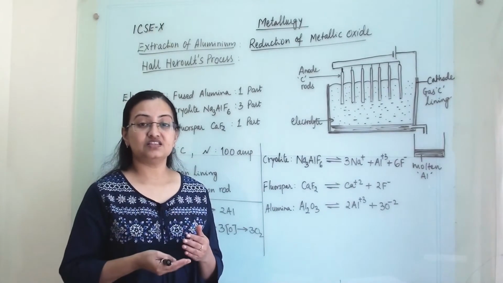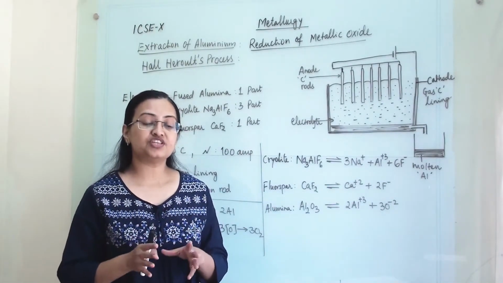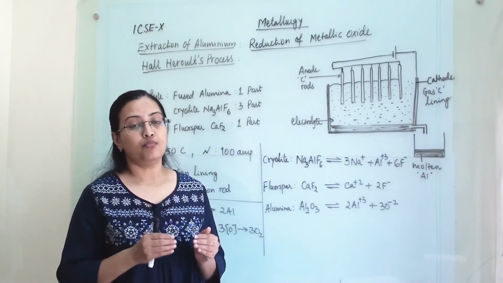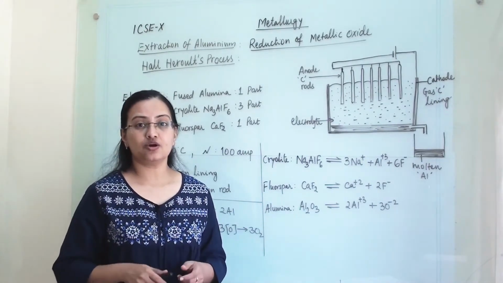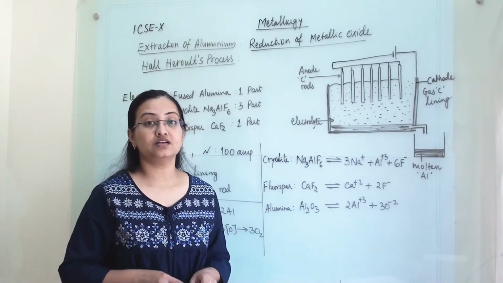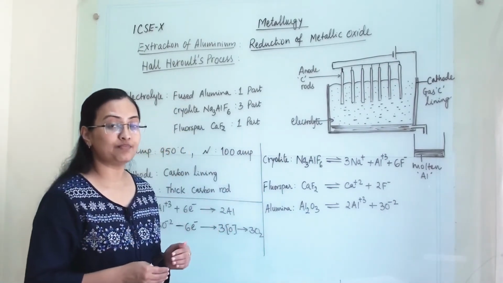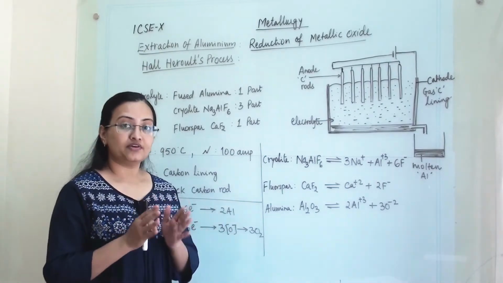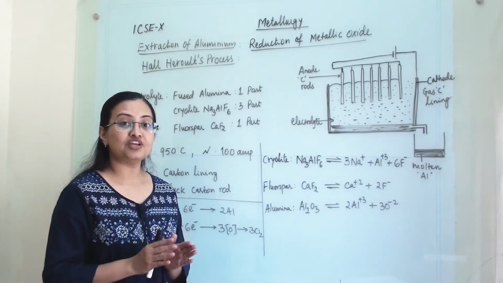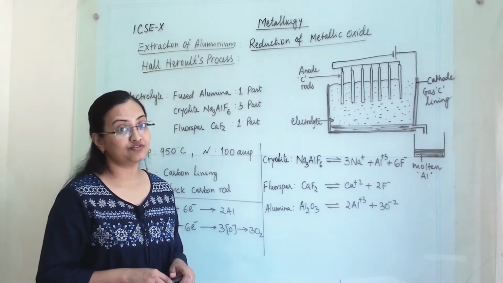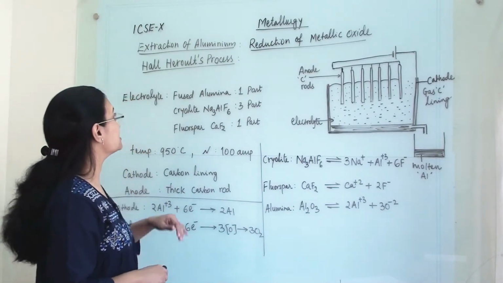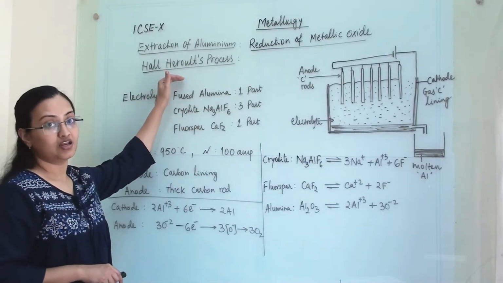Earlier we have seen how we perform dressing of bauxite ore. These topics are under the ICSE Standard 10 syllabus from the chapter Metallurgy. This is the third step, in which we are doing a reduction step, and this reduction we are performing with the help of electrolytic reduction. This process is also known as the Hall-Héroult process.